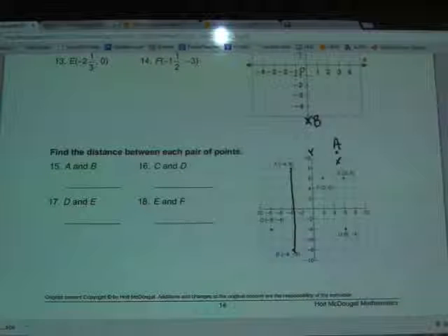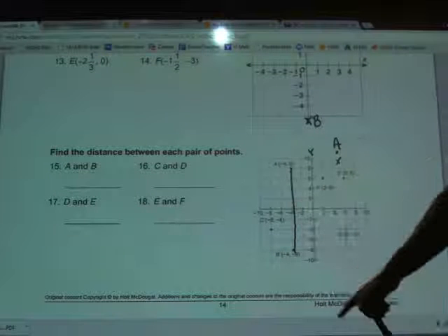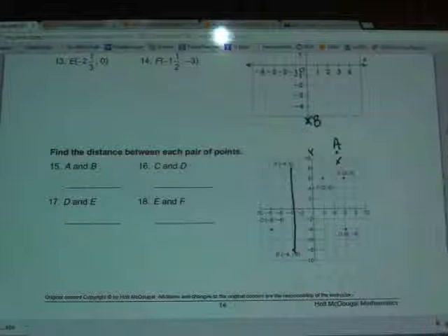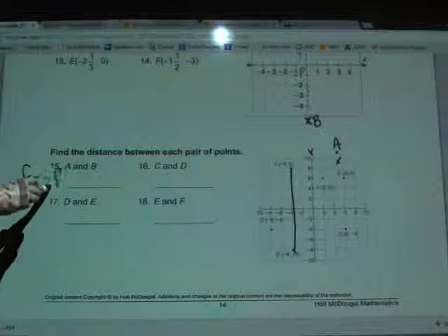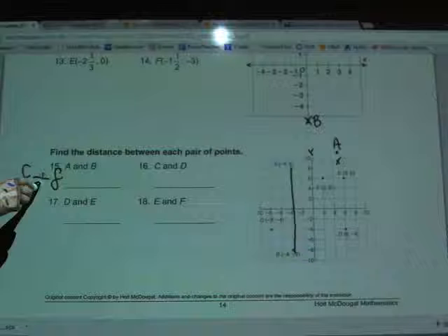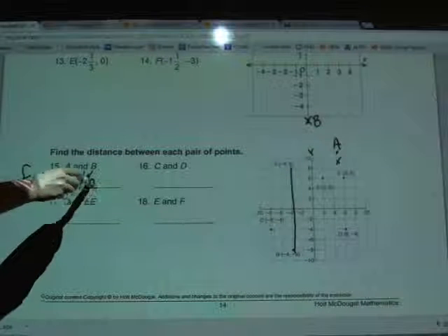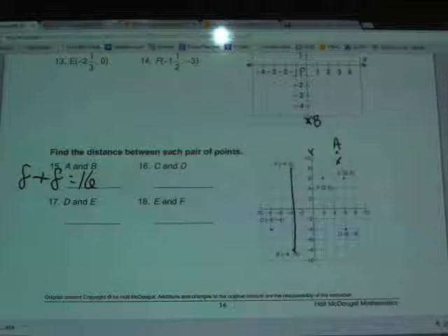The y values here are 8 and -8. So to find the distance, I'm going to subtract those 2 values, 8 minus -8. Well, remember, minus a negative changes into plus, so the distance between A and B is 16 units.